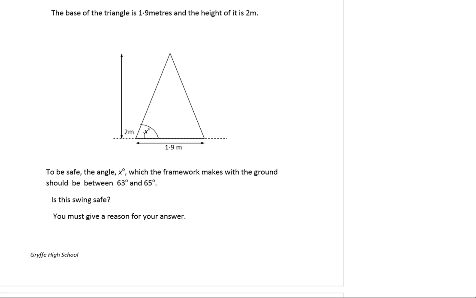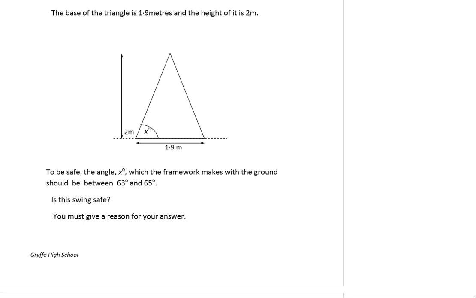These would be the members that support the swing. If you imagine the wire would be here and the little seat would be here, and it would go backwards and forwards, something like that. And we're asked if this angle is safe. It should be between 63 and 65.